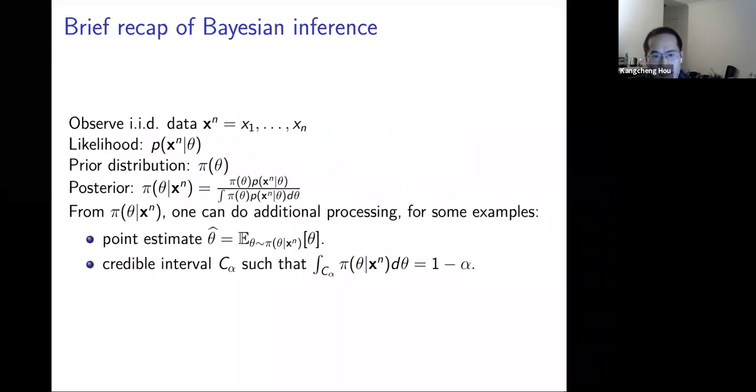First, let's have a brief recap of the Bayesian inference. With IID data, we combine the likelihood and also the prior belief about the parameter. One can obtain the posterior and also have some kind of summary about the posterior, like either a point estimate, theta hat, or the credible interval, with some level. Next slide, please.